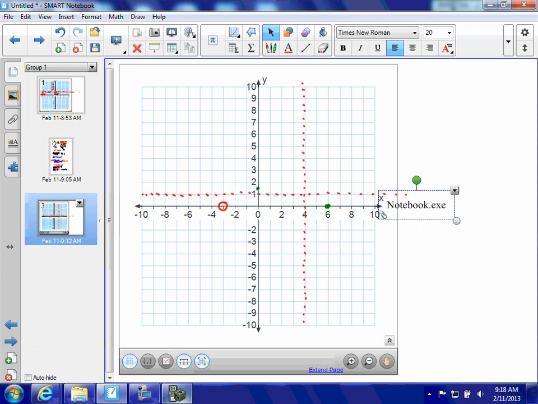And now I have to identify any points where the graph of R intercepts any of the asymptotes. So I have two things I'm trying to graph here.